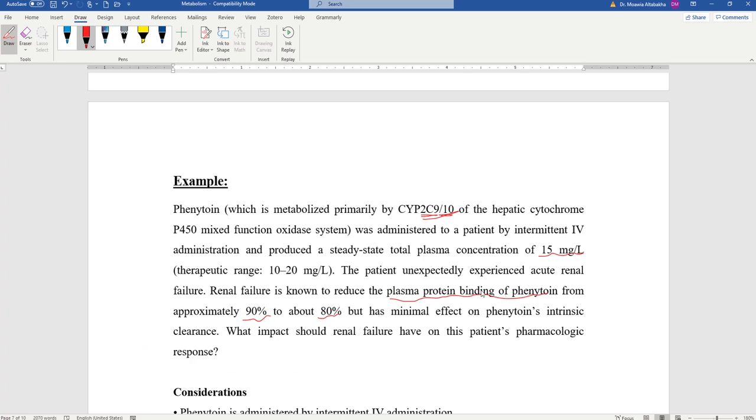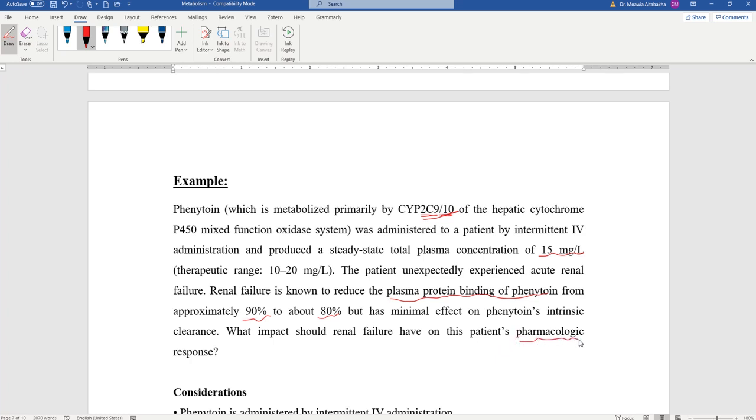So the binding of phenytoin goes from 90 to what? 80. It means the free phenytoin was 10%, now it is 20%. Okay, but it has a minimal effect on phenytoin intrinsic clearance, meaning it does not affect the capacity of the enzymes. What impact should renal failure have on this patient's pharmacologic response?